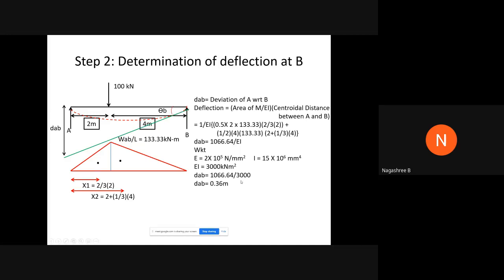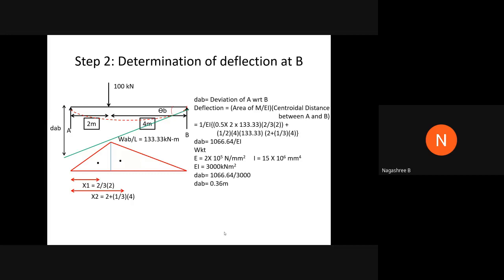If I substitute that value, I get 0.36 meters. 0.36 meters is the deflection of point B, or it is also called the deviation of A with reference to point B. Did you get the value, all of you? Shall I proceed? Yes, ma'am.